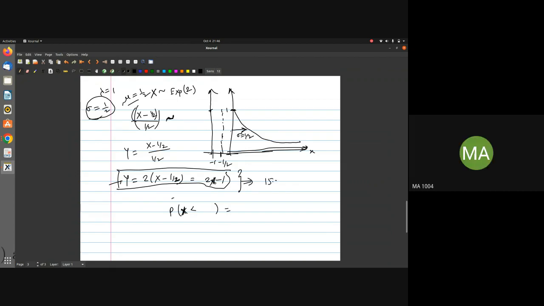15.8% means the probability is 0.158. The probability that X should be less than or equal to x should be equal to 0.158, because I don't need the probability going over 15.8%. So now you can do the standardization on this.